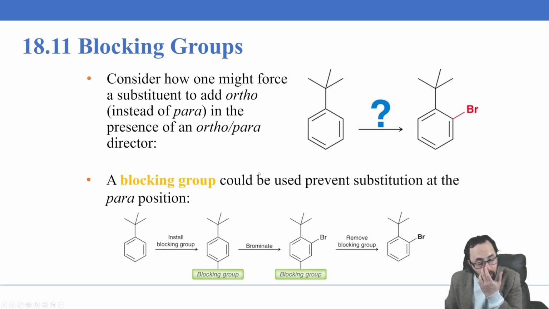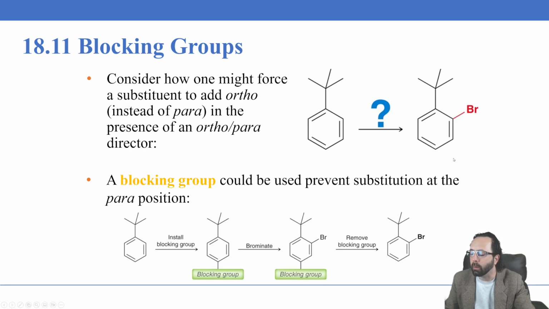So let's start to think about how we can direct where the group is going to be installed. Having a group on here providing steric hindrance can make it difficult to attach a group to a position that is ortho to it. What if we want, for example, let's say we have this isobutylbenzene here, and we want to install a group at the ortho position? Well, this is significantly sterically hindered. So how are we going to make this happen?